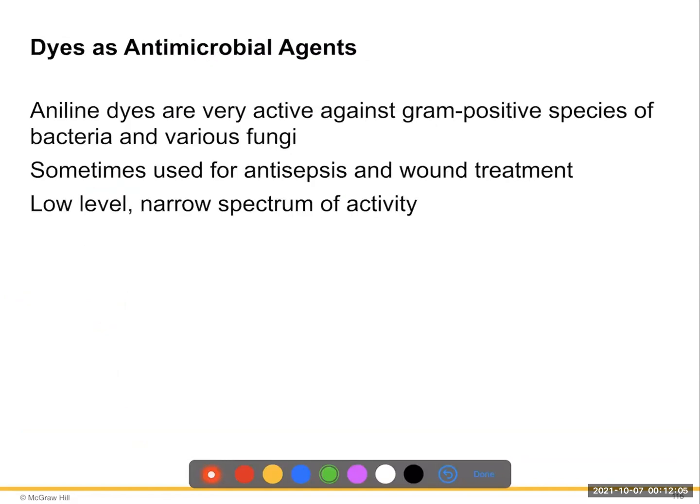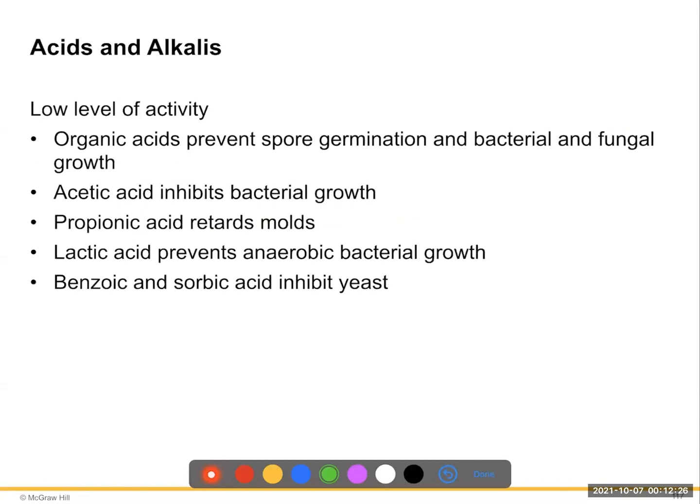Okay. Aniline dyes, aniline as a nitrogen compound containing dyes are active against gram-positive species of bacteria and various fungi. Used sometimes for antisepsis and in wound treatment. It's very low level, has a narrow spectrum of activity, so it's not used much. You want things that are a broad spectrum. It says a narrow spectrum of what it can kill.